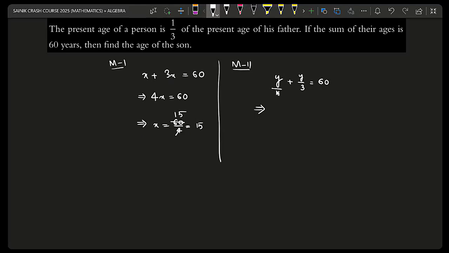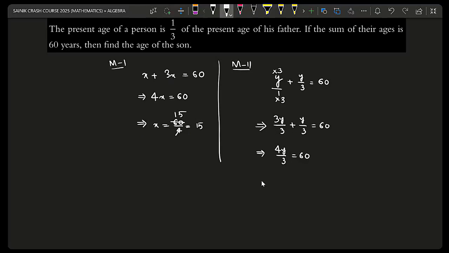Yes, the answer you said is also correct. 1 and 3, what is the LCM? Sir, 3. How can I make the denominator 3 here? Can I multiply numerator and denominator by 3? Yes, sir. So what is the next equation we get? 3y by 3 plus y by 3 is equal to 60. Now they became like fractions. We can add now. Yes, sir. 4y by 3 is equal to 60.